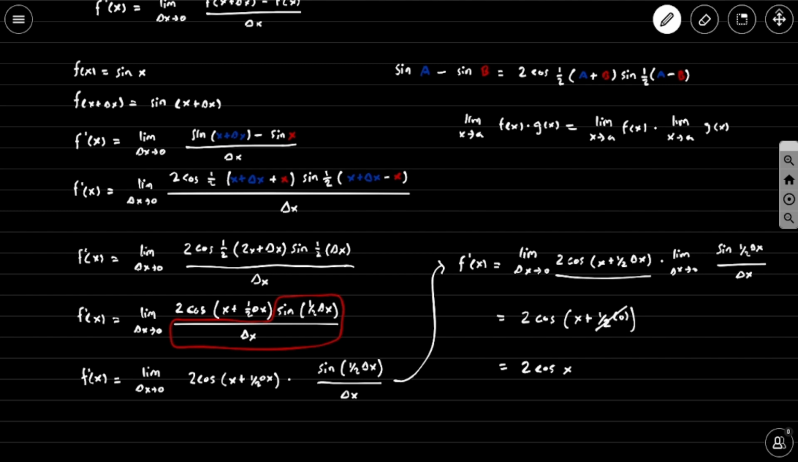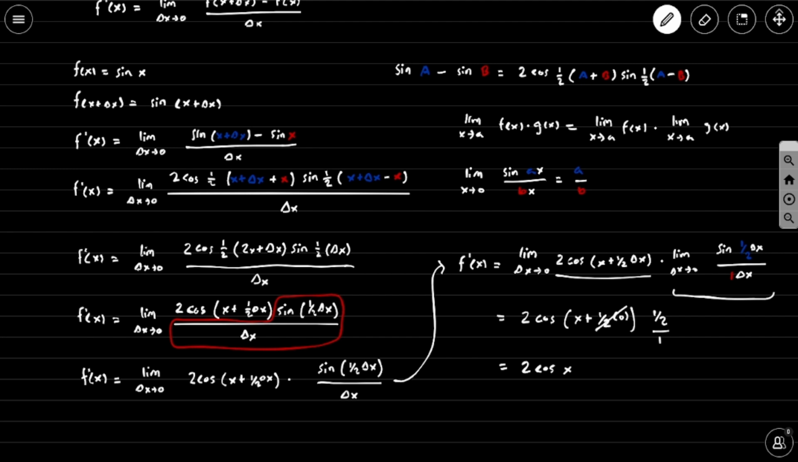But how about the limit of our second function? Well, we know that the limit as x approaches 0 of sin of ax over bx is just a over b. So I'm going to change the color of our a and b. Our a is half, colored as blue, and our b is 1, colored as red. So the limit of our second function is half over 1, or just half.